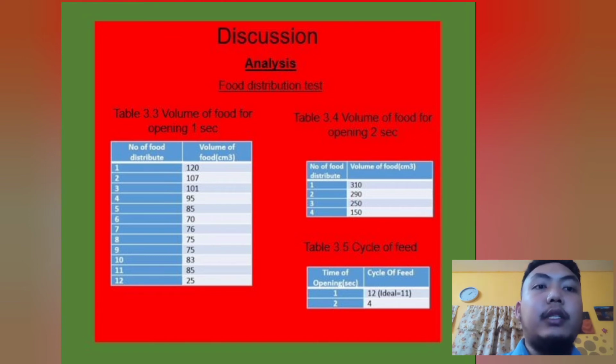When the food is reaching 10%, the motor will not be running anymore, as it will alert the user to fill the food. And then the 2 second opening has only 4 cycles, which shows that the 1 second opening is better than the 2 second opening.